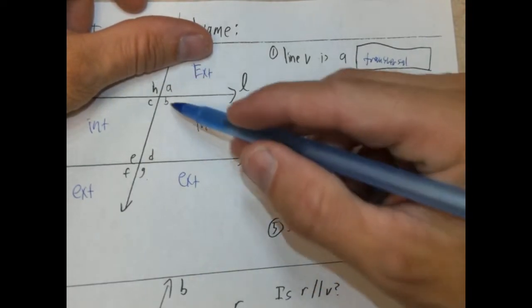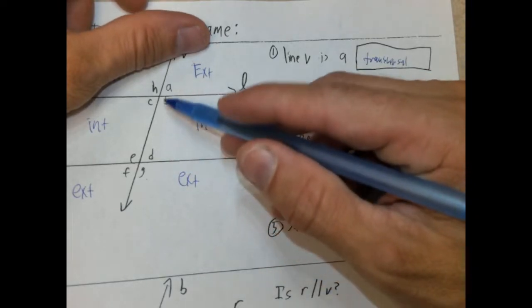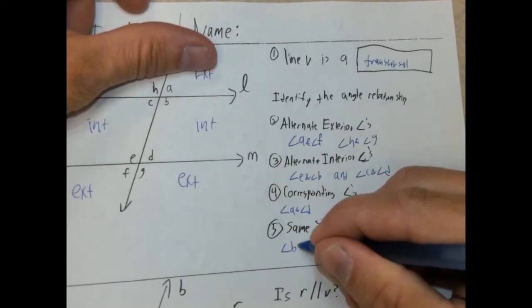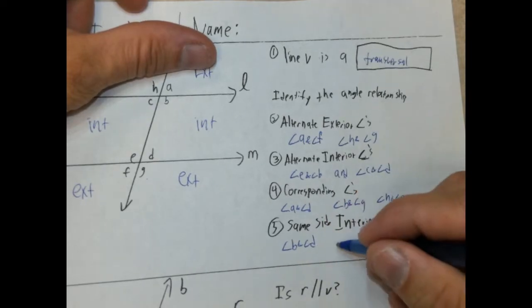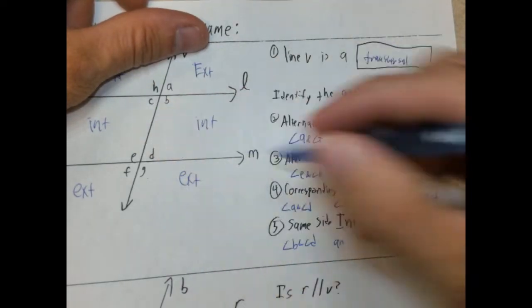All right, same side interior, it's B and D because they're on the same side of the transversal and they're interior. And angle C and E.